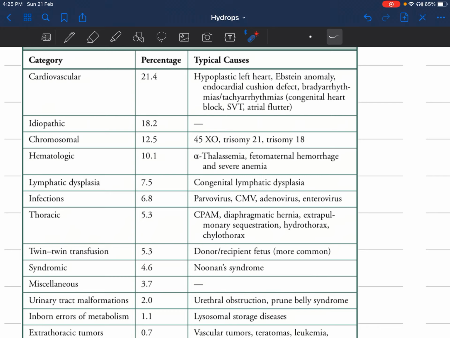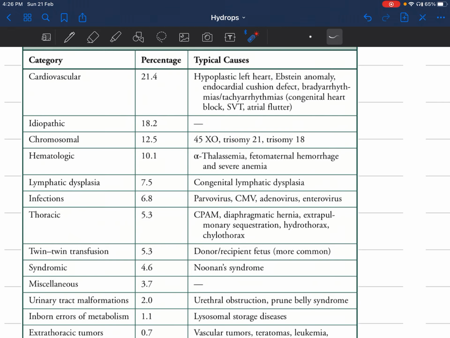Then lymphatic problems obviously should result in edema. So any congenital lymphatic dysplasias. Infection: one infection that you should always be looking for is parvovirus. Hydrops fetalis TORCH profile you will anyway send. You will do a workup for CMV. So that's a given. But parvovirus is something you should keep in your mind. Parvovirus results in Hydrops fetalis. Another virus that you should remember is adenovirus.